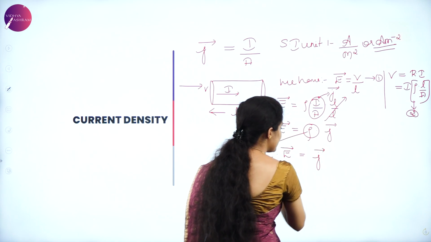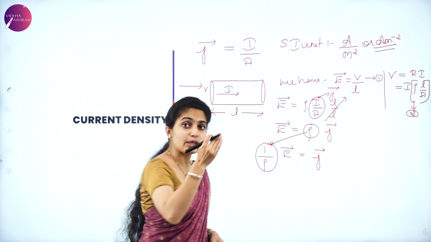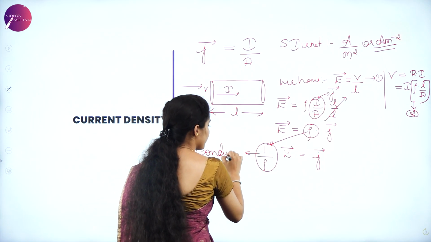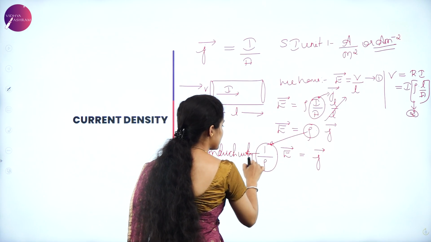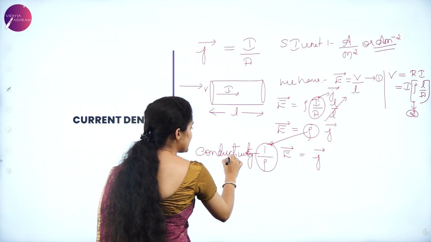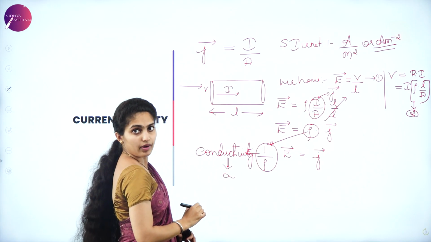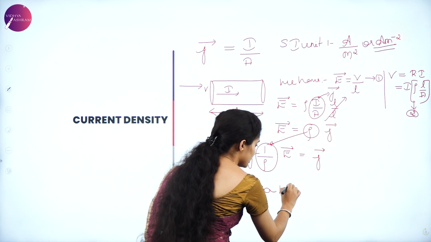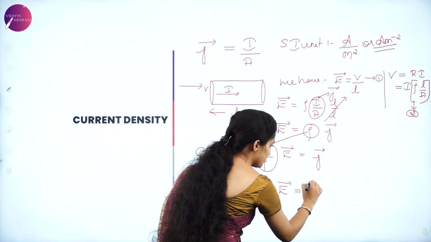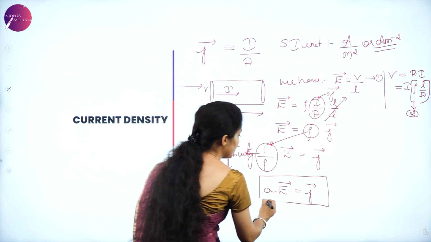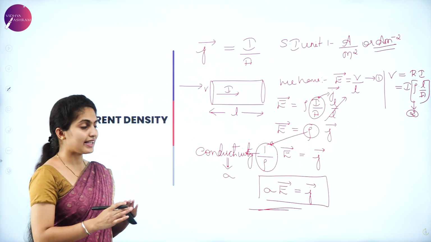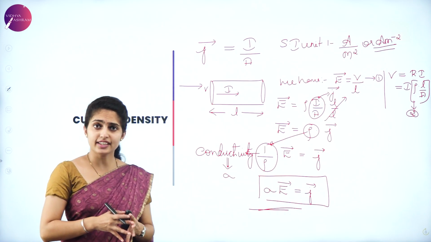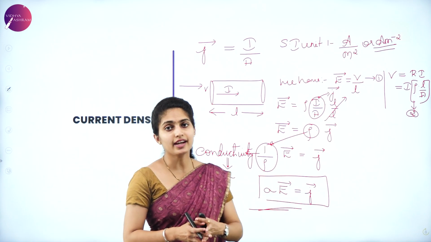1 by rho, that is the reciprocal of resistivity, is called conductivity. The reciprocal of resistivity is conductivity, which is given by sigma. So you write J is equal to sigma E, which gives current density as well as electric field in one single equation. That is all about current density, and how it is related to conductivity and electric field.